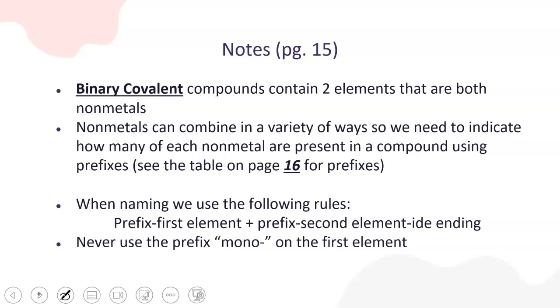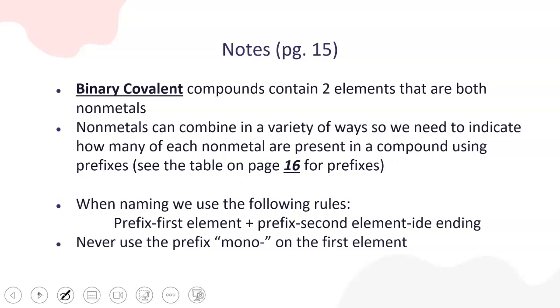So in this, we looked at binary covalent compounds, which are compounds that contain two elements that are both non-metals, compared to ionic compounds where we have a non-metal and a metal. Non-metals can combine in a variety of ways, so we need to indicate how many of each non-metal are present in a compound using prefixes. You may need to change your page number to page 16 to reference those prefixes. You need to memorize them.